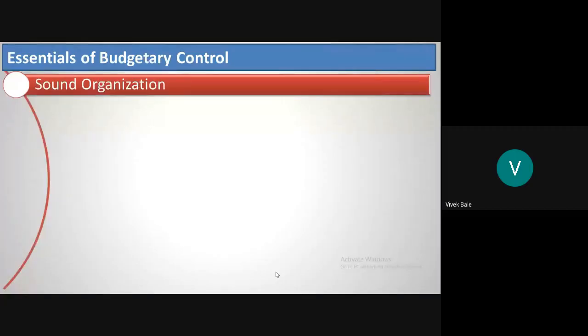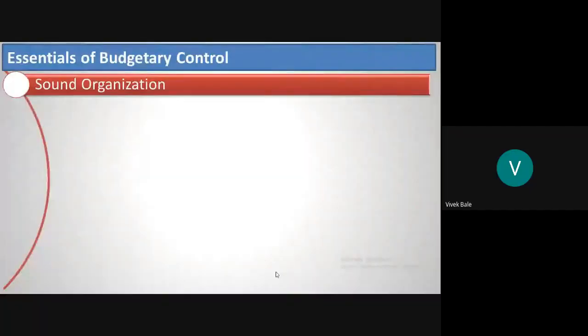There are so many data regarding the expectations of the management and what their responsibilities are. Sound organization means an organization where every employee knows the expectations of the management. Next, the essentials of budgetary control.